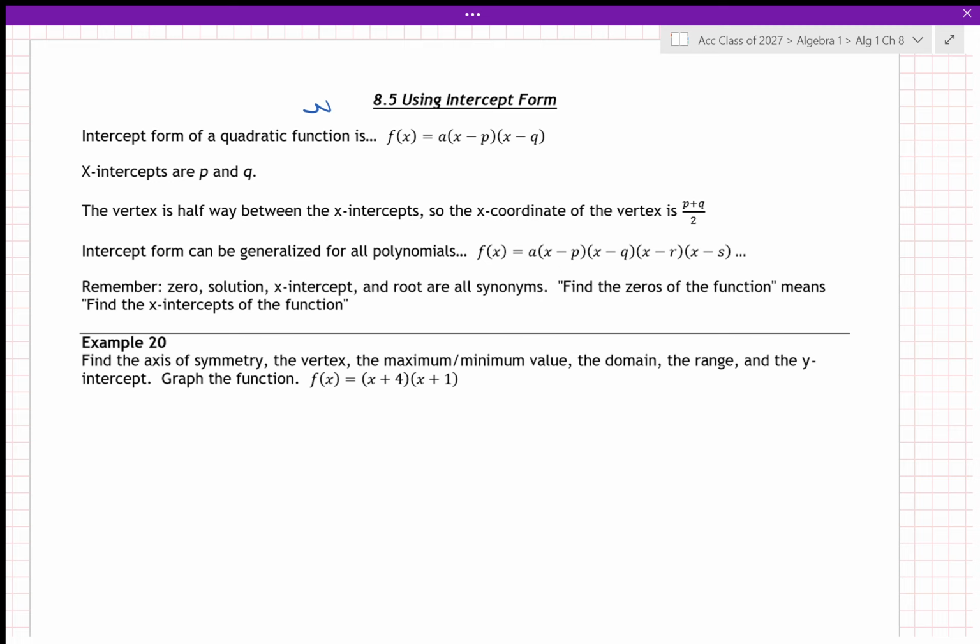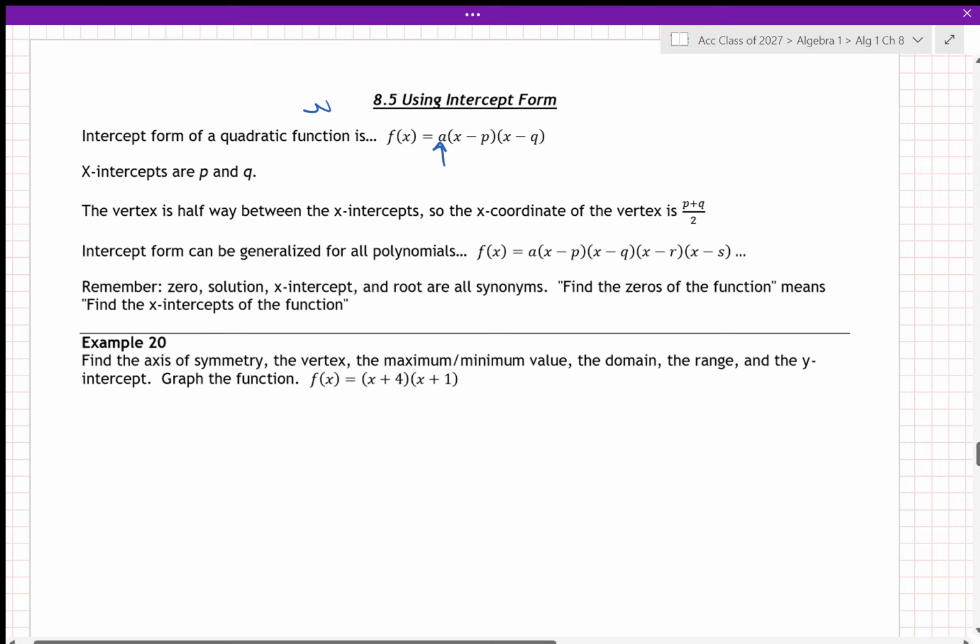Alrighty, next up we want to look at intercept form here. So intercept form of a quadratic function is f of x equals a times the quantity x minus p times the quantity x minus q. And here, the a value is the same a value that we've been messing with before, right? That's the same a value. And then our x-intercepts are p and q.